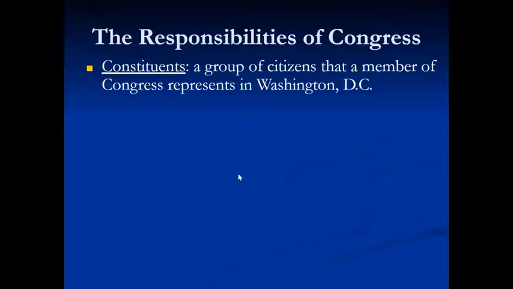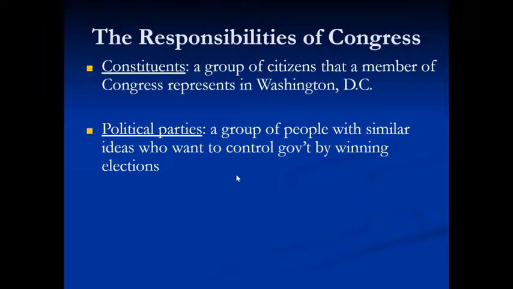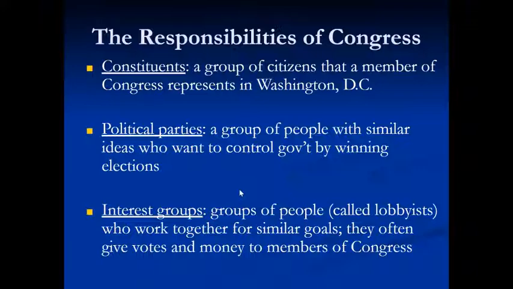Responsibilities of Congress. You're a constituent, I'm a constituent. We are the people whom they represent. Political parties are people who want to get elected and have similar ideas. Special interest groups, of course, make sure you understand that special interest groups, aka lobbyists, basically buy votes, but they do often make the way between two groups of people. Between the Republicans and the Democrats, they usually work as an intermediary. So keep that in mind as well.